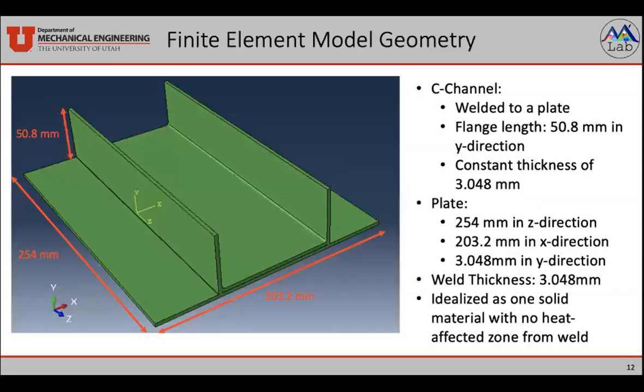So the finite element model has this geometry. It's a C channel that's welded to a plate. The C channel has a flange that's 50.8 millimeters long and has a constant thickness of 3.048 millimeters. The plate is 254 by 203.2 millimeters with a 3.048 millimeter thickness. And the weld thickness also is 3.048 millimeters. This entire model is idealized as one solid material with no heat affected zone from the weld.